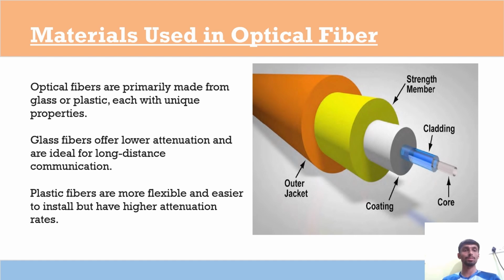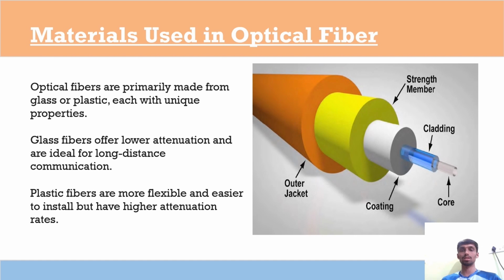This is the third type: optical fibers are primarily made up of glass or plastic, each with unique properties. Glass optical fibers offer lower attenuation and are ideal for long distance communication, and plastic optical fibers are more flexible and easier to install but have higher attenuation rates. And this is the structure of the optical fibers.